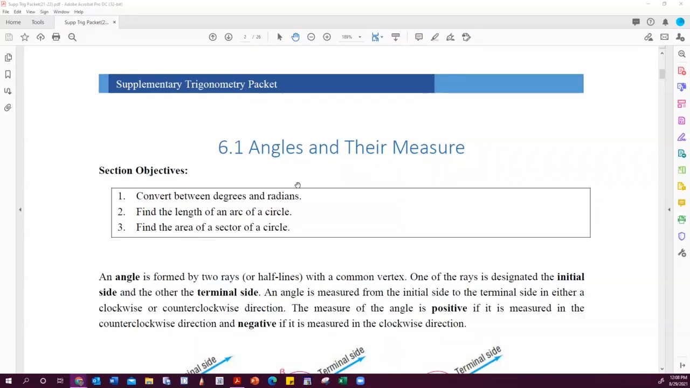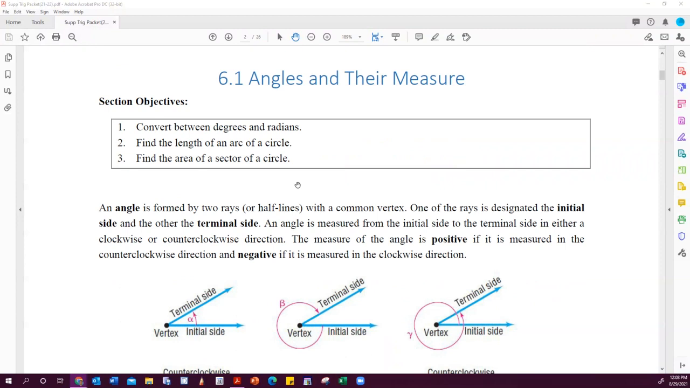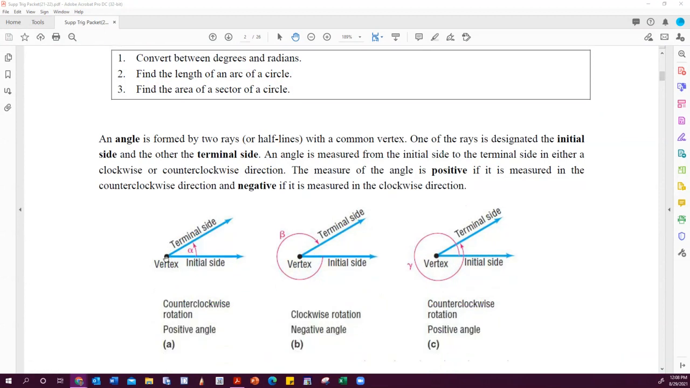Okay, take 4. 6.1, angles and their measure. Recall from geometry that an angle is formed by two rays with a common vertex. And that vertex is considered to be the vertex of the angle. We're going to be viewing oriented angles in this class, and so we're going to be talking about the direction, an initial side versus a terminal side.